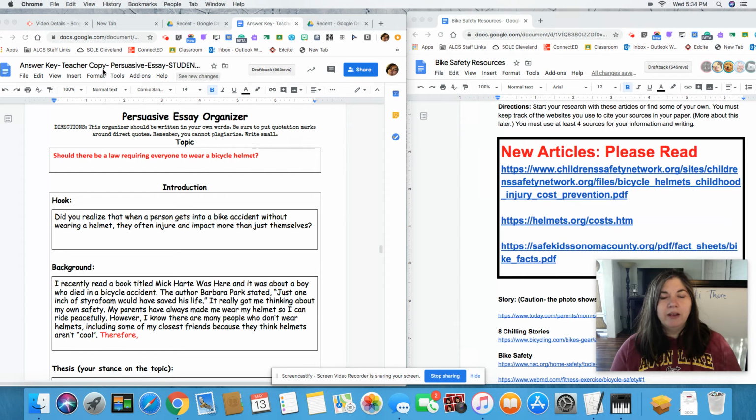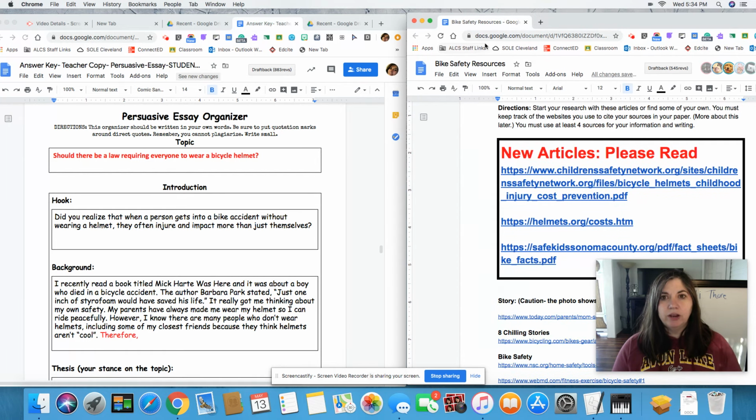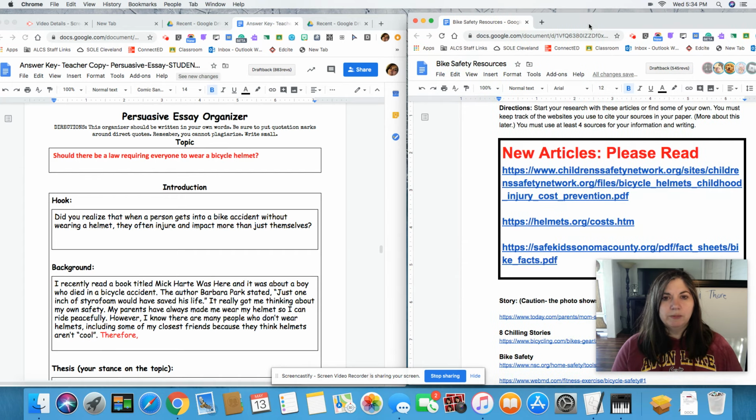All right, and I've set up my screen in split screen mode, so that I can work between my booklet and my resource articles. So I've got two tabs open here. If you know how to split screen it, that works best. And I have provided the bike safety resources on Google Classroom under today's date to make it easier for you to access that document.